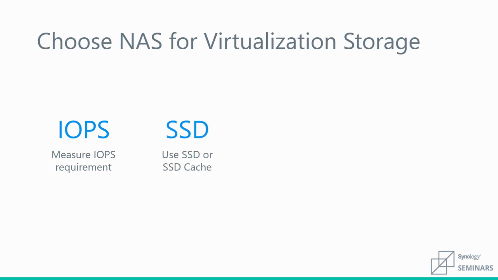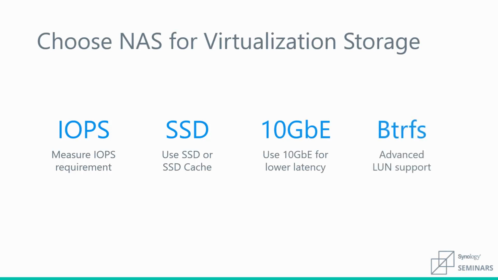machines. Next, we should know if we'll be needing a full SSD loadout or can utilize spinning disks with an SSD cache. For high-performance environments, we recommend using solid-state drives. We recommend using 10 gigabit Ethernet for lower latency and faster access speeds, and of course, creating your LUNs on BTRFS to take full advantage of all the iSCSI features we've been discussing.